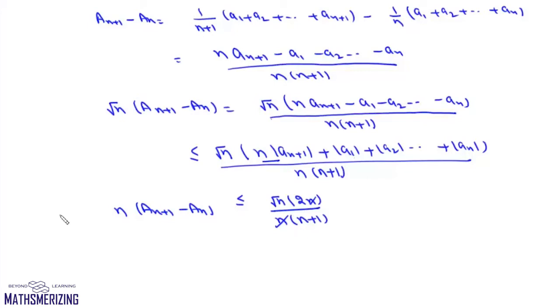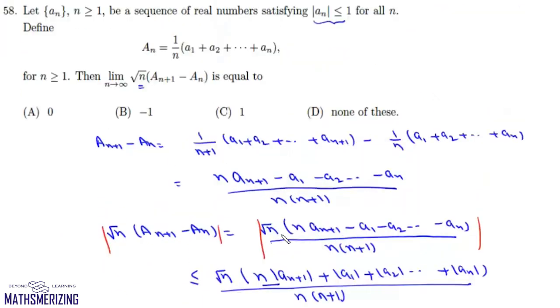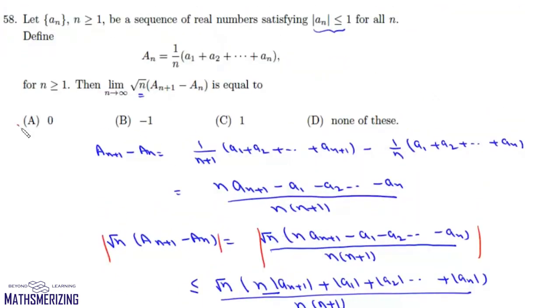Now we take this limit n tends to infinity. This limit here is 0. Now since we have taken the mod sign here, it should be the mod value, so this value can never be less than 0. The only value possible in this case is 0. So this limit as n tends to infinity of square root of n into (A(n+1) minus An) will be 0. And that's your option A.